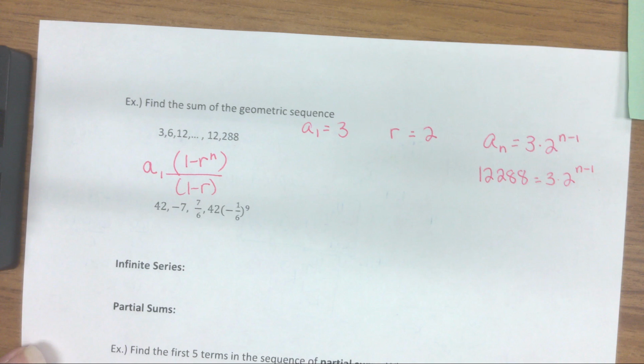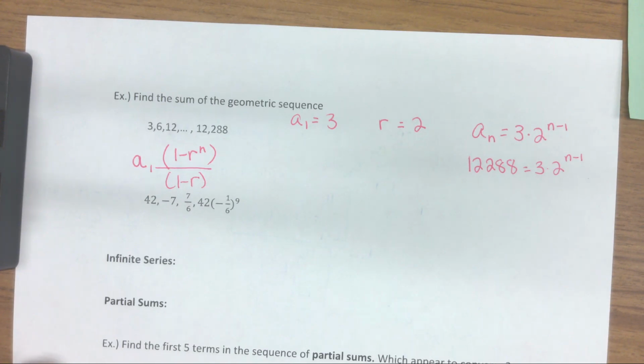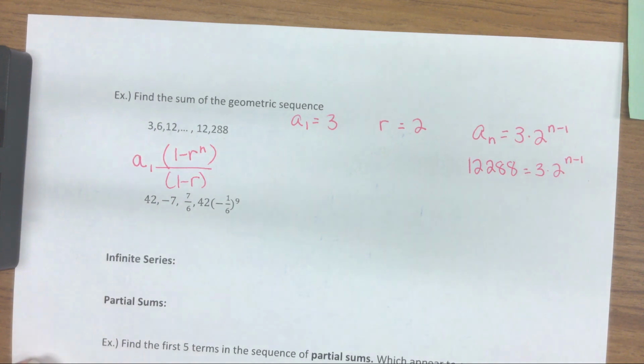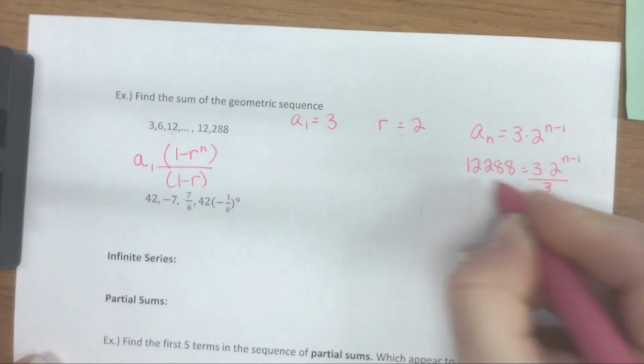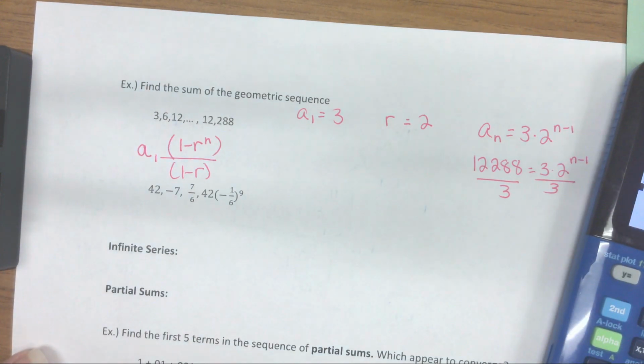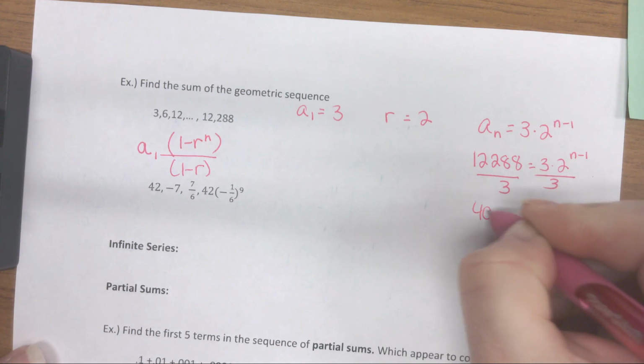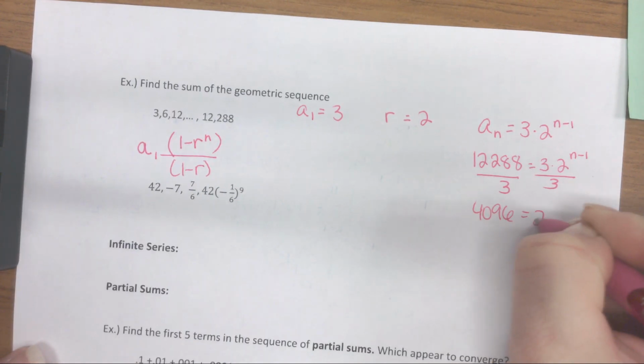And the first thing in solving this is, anyone know? Divide by 3. And I get 4096 equals 2 to the n minus 1.